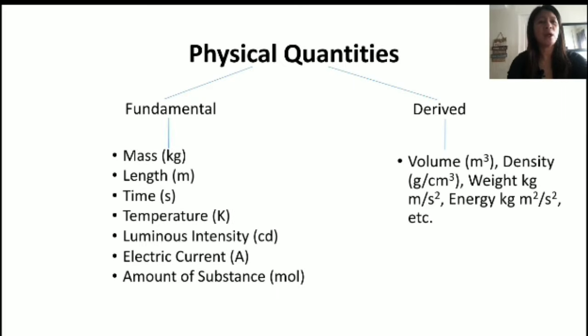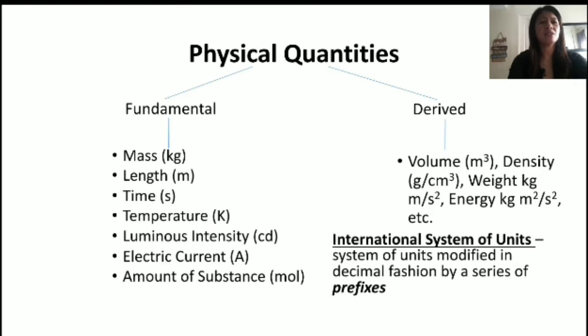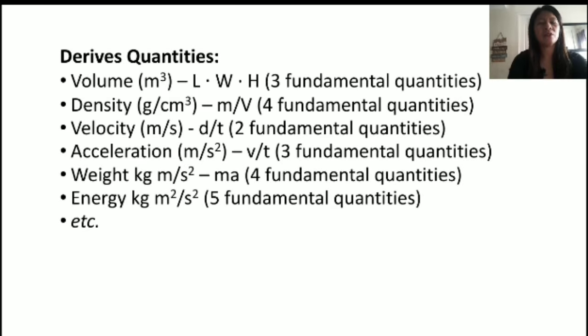For the derived quantities, we have some examples: volume, density, weight, energy, pressure, work, and many others. Since we only have 7 fundamental quantities, all the rest of the quantities that you will encounter will definitely fall under derived quantities. The units that you see here are based on the International System of Units. This is the system of units modified in decimal fashion by a series of prefixes. Let us have some examples of derived quantities.